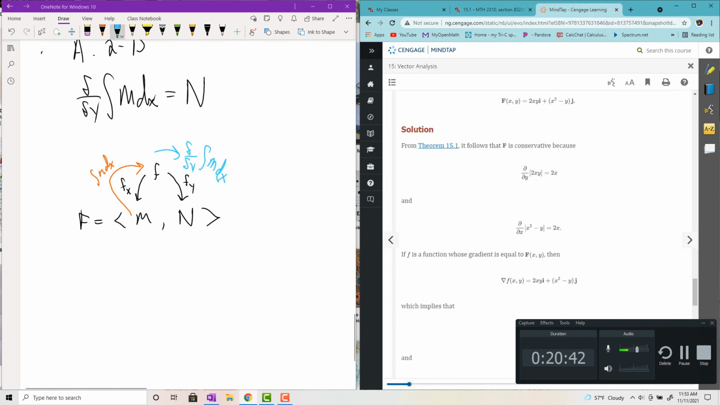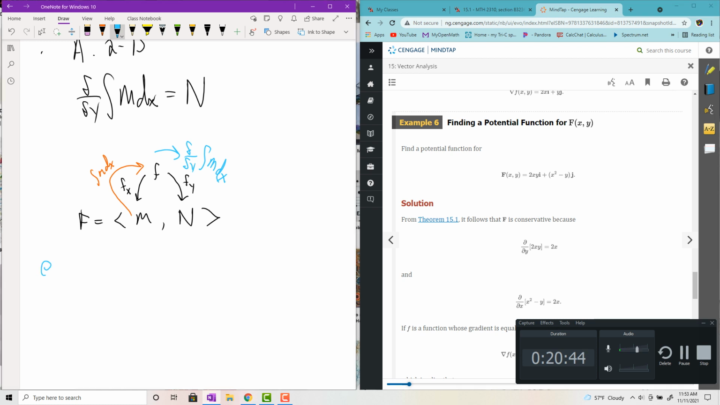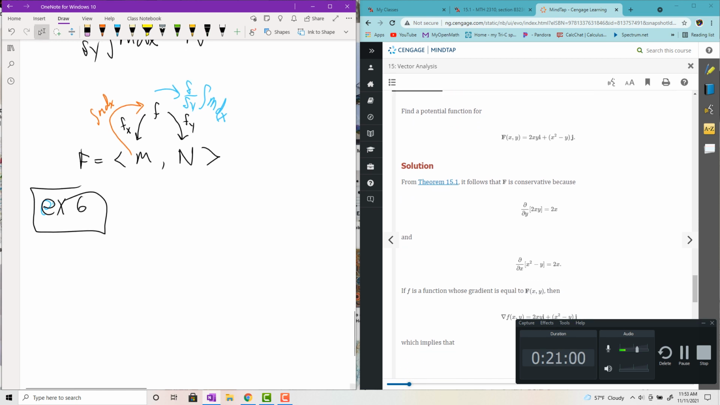So yeah, let's do example 6, and we're going to employ this formula. Truthfully, you can go in either direction. You could also take the integral of n with respect to y, take its partial derivative with respect to x, and set it equal to m. Okay, you could do that too. It'll work, but let's just use the way I've set it up.